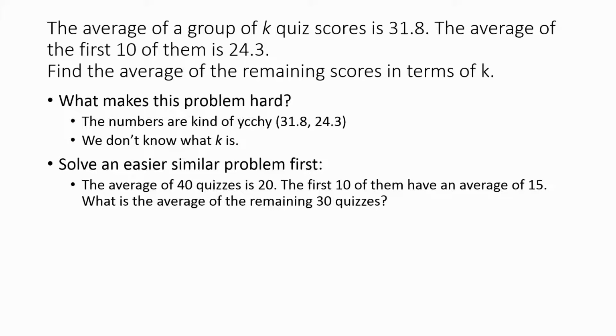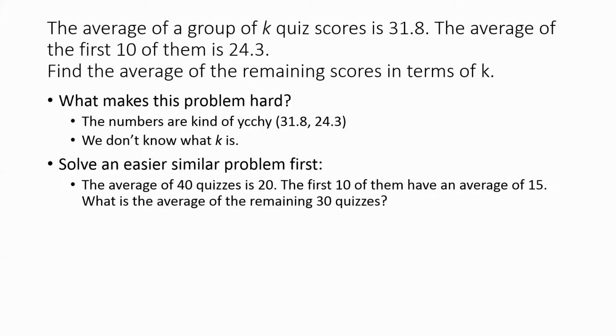The average of 40 quiz scores is 20. Instead of 31.8, just make it a nice 20. And the first 10 scores have an average of 15. So it's the same kind of problem, except now the numbers are simpler and we know exactly how many quizzes there are. And the question is asking us, what is the average of the remaining 30 quizzes?